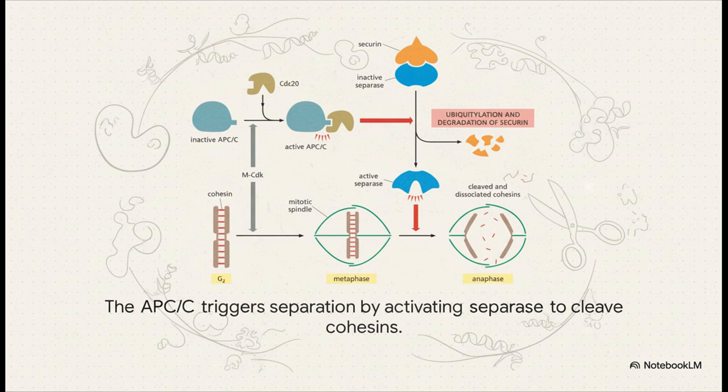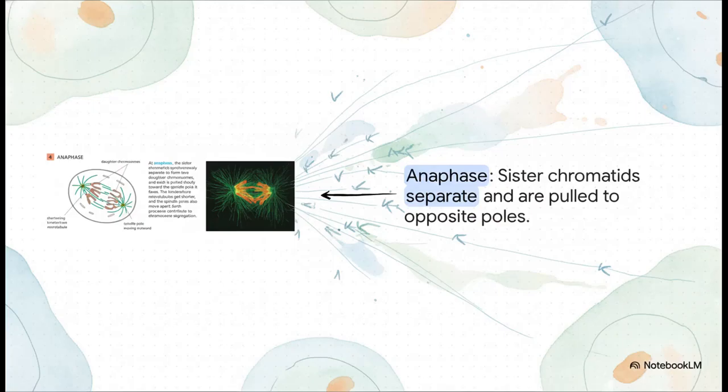Think of securin as a safety lock on a pair of molecular scissors called separase. So with the lock gone, separase is unleashed, and it immediately goes and cuts the cohesin proteins, that's the glue that's been holding the sister chromatids together this whole time. And the result is anaphase. As soon as that glue is gone, the sister chromatids separate instantly. They are now considered their own individual chromosomes, and they get pulled swiftly to opposite poles of the cell.